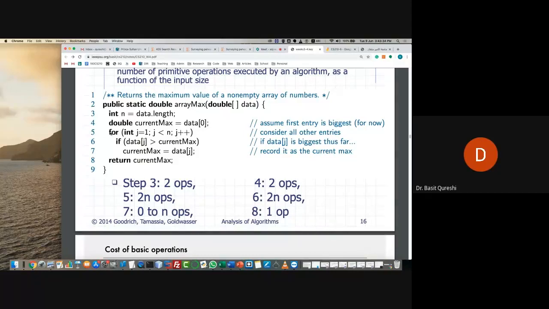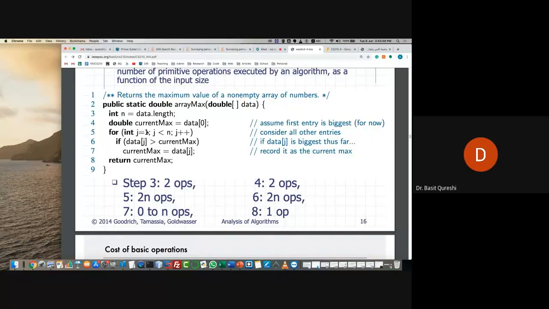Line number 5 is saying for integer j equals 1, j is less than n, j plus plus. Now notice in a for loop, we have 3 statements here. So this is the definition of the counter. Okay, integer j equals 1. So again, defining j would be a primitive operation. That's going to count as one operation.